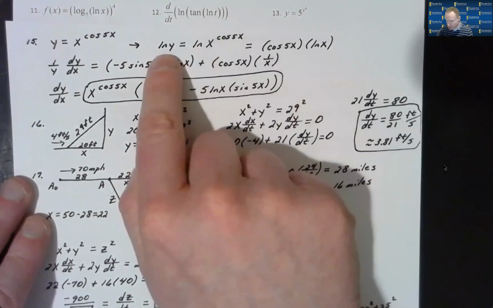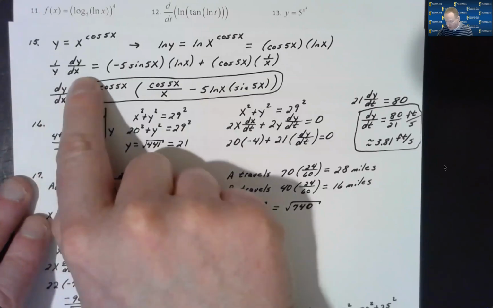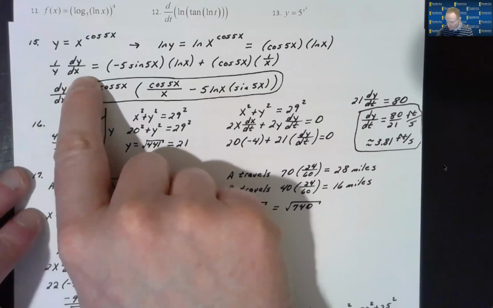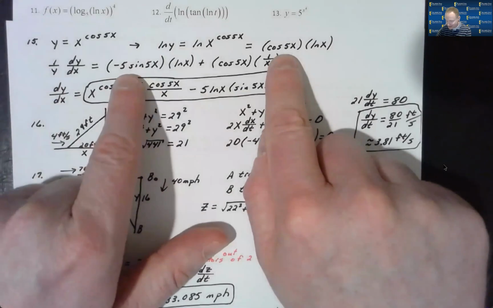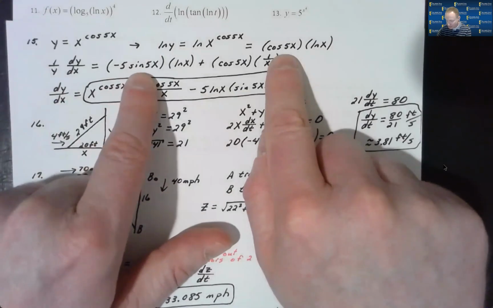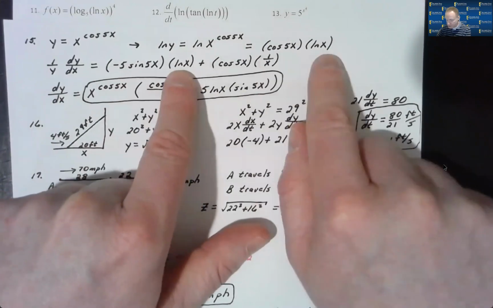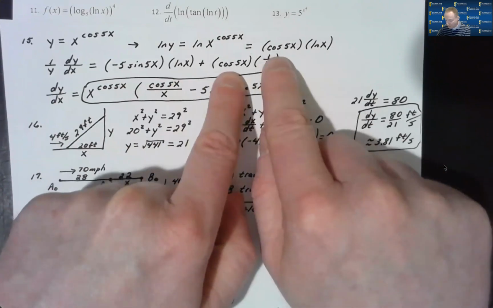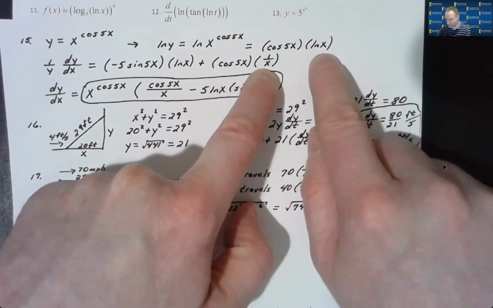The derivative of the natural log of y, derivative of any natural log, is 1 over what's inside the natural log times the derivative of what's inside. So you get 1 over y dy dx. On the right-hand side, derivative of cosine of 5x is negative 5 sine of 5x times the second. Remember, I have to use the product rule here. So this is the derivative of the first times the second plus the first, cosine of 5x, times the derivative of the second, derivative of natural log of x, 1 over x.